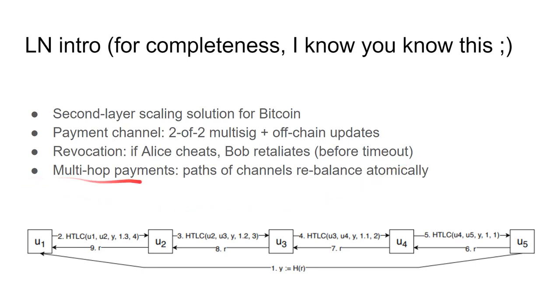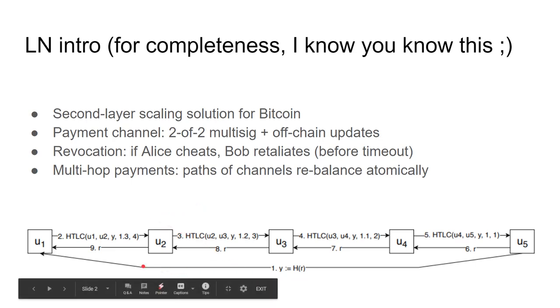And of course, we don't have to open channels to all the parties in the network. We can leverage multi-hop payments where each user only opens a small number of channels to selected nodes, and then payments are routed through a sequence of channels which are rebalanced atomically. The atomicity here is important, and it's enabled by the fact that all the channel updates are linked by the same secret value. So here is an illustrative payment from user 1 through users 2, 3, 4, and to user 5.